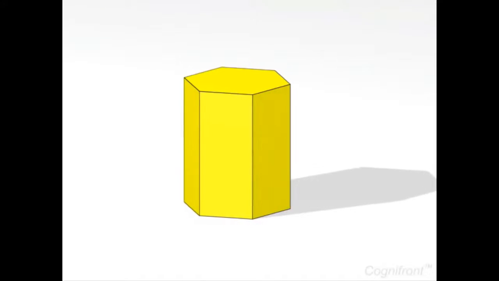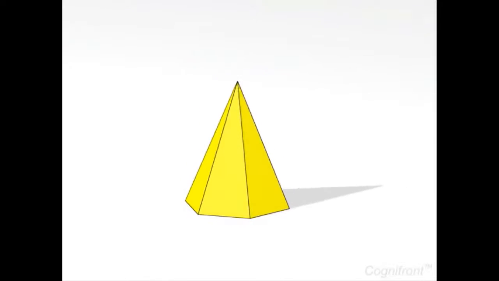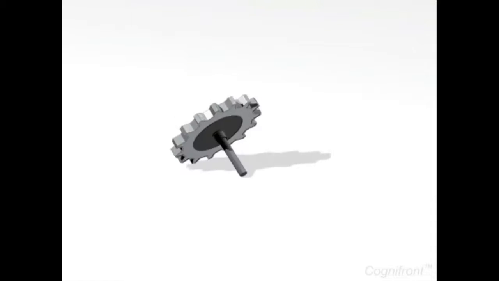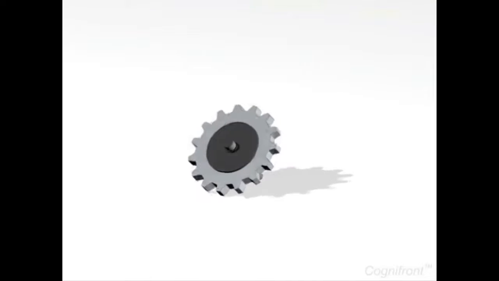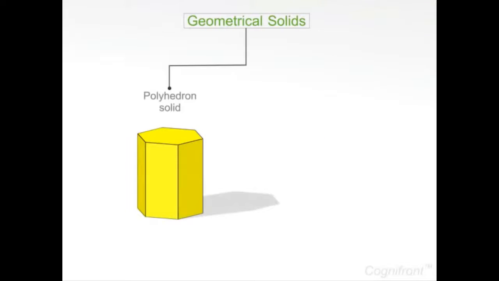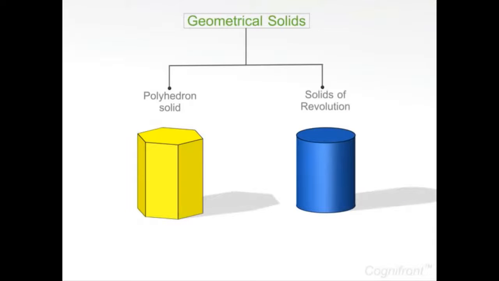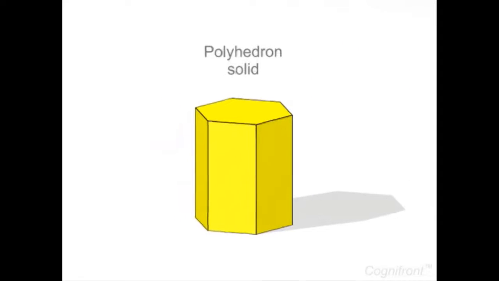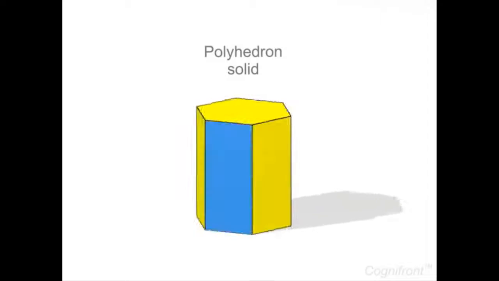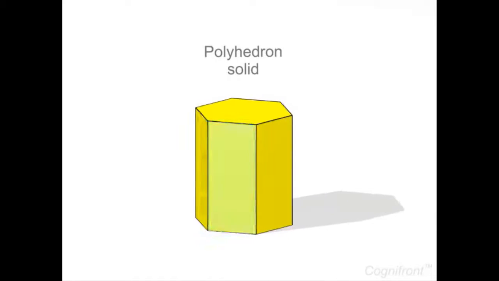In this session, let's study three-dimensional solids. As an example, a machine part is a 3D solid. In general, geometrical solids are classified as polyhedron and solids of revolution. A polyhedron solid has many sides known as planes or faces.